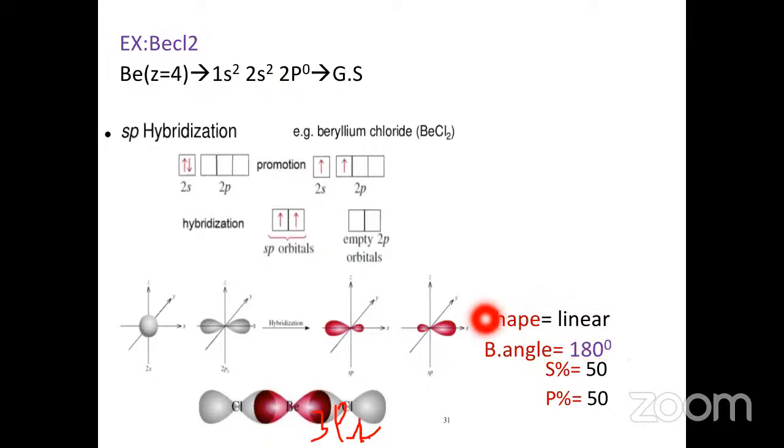How to calculate the s percentage and p percentage? It is easy. In this sp hybridization, the s orbital count is 1, and the total orbitals are 2. So the s percentage is 1 by 2 into 100, which gives 50 percent. The same for p percentage. Here the p orbital count is only 1. So the percentage of p is 1 by total orbitals 2, into 100, which is equal to 50 percent.